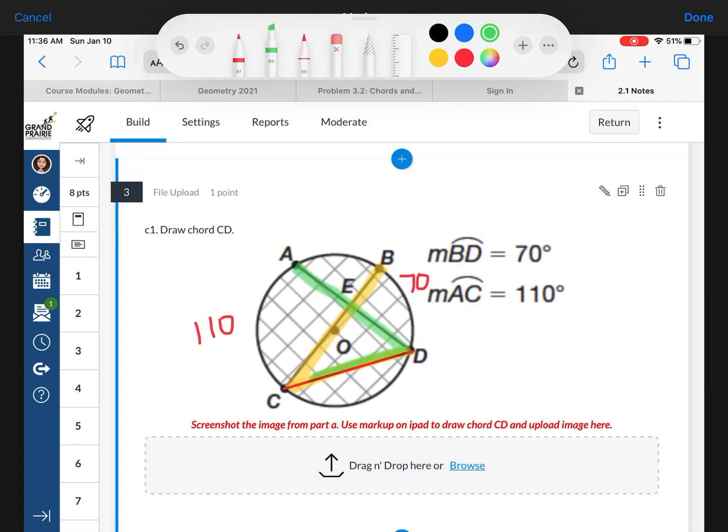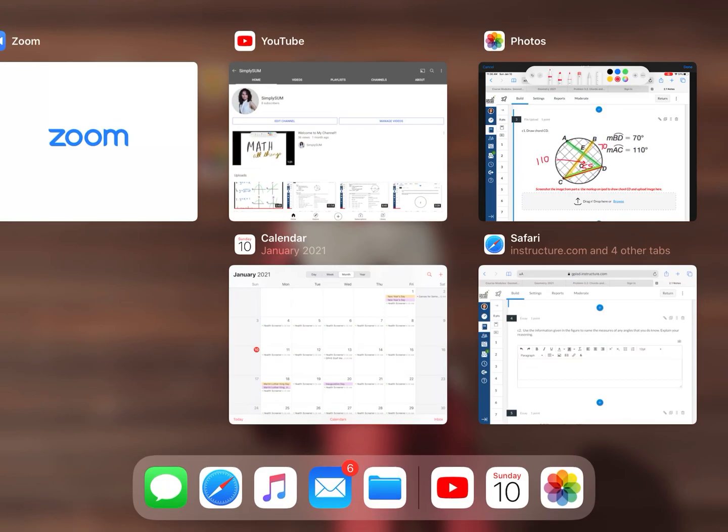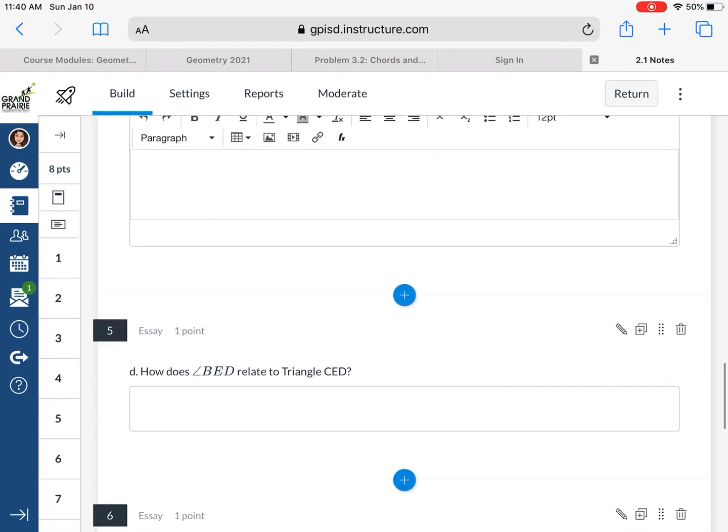Let's keep this green one, the green angle, that we're looking at. We know that the intercepted arc is 110. Remember, if they give you the arc, you should be able to find the measure of the opposite inscribed angle. So it should be half of the measure of the arc. What is half of 110? If you said 55, that is correct. All right, so you can go ahead and type that in.